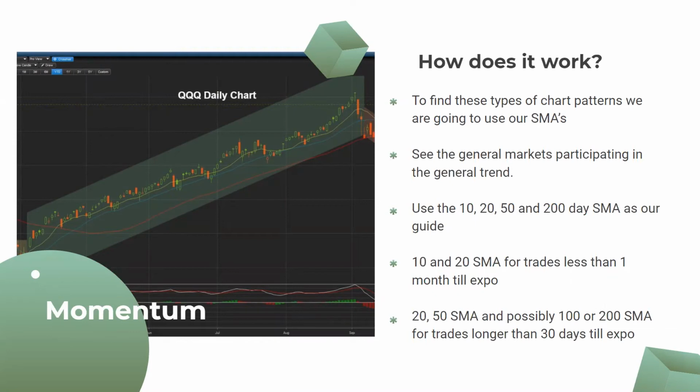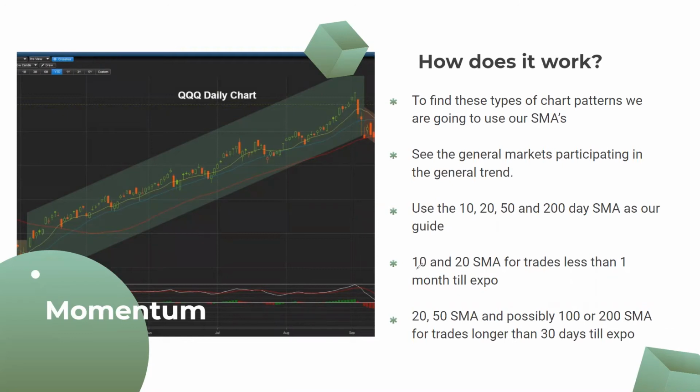But it is good for those that like to trade shares and like to sell covered calls for the long term. It's a really great strategy to use. So we're using our 10, 20, 50, and 200-day simple moving averages as our guide. We're going to be using our 10 and 20-day simple moving averages for trades less than. Okay, that's an important little word right here.